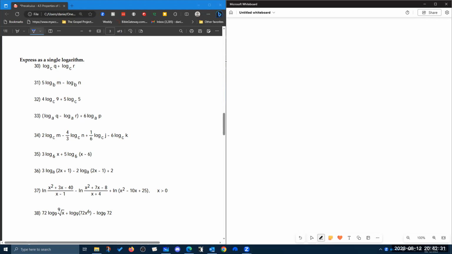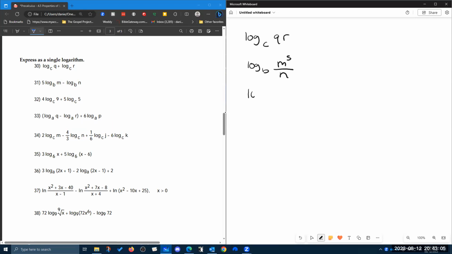So for instance, on number 30, they both have a positive 1, which means they both have exponents of 1 in the numerator. With the multiplication, this can be log base c of q times r. Number 31 is going to be log base b of m to the 5th divided by n. There's a negative 1, so there's an n to the 1st in the denominator.